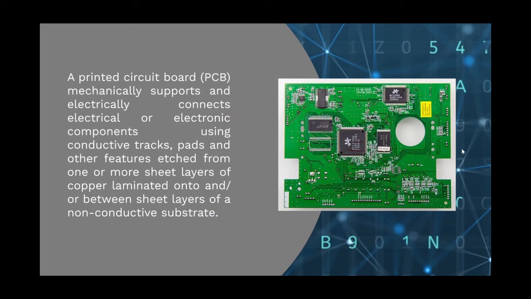So let's go. First, a printed circuit board, or PCB, supports electrical or electronic components using conductive tracks, pads, and other features etched from one or more sheet layers of copper laminate onto and between sheet layers of non-conductive substrate.